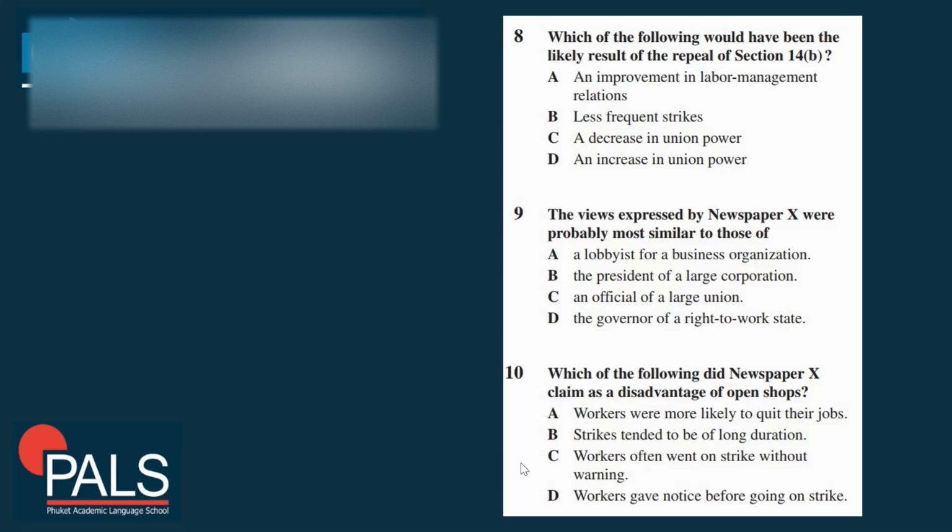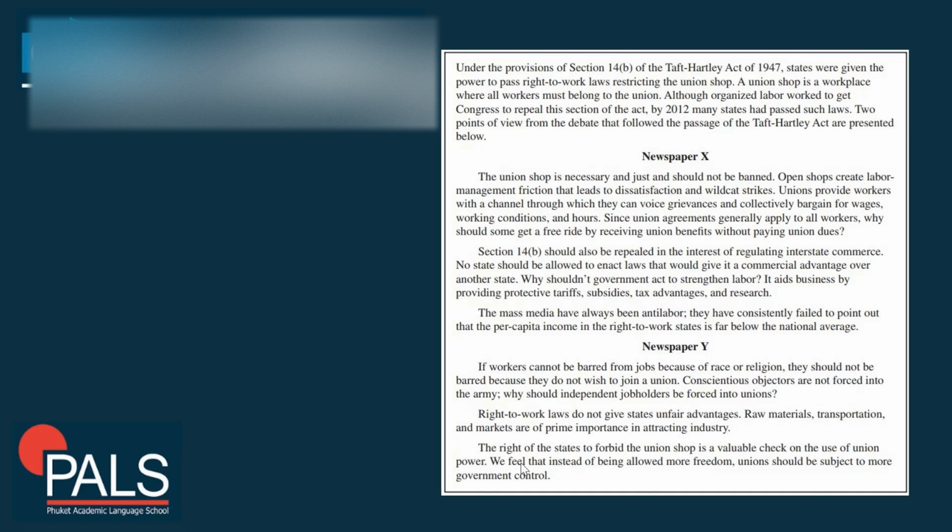Question number 9. The views expressed by newspaper X were probably most similar to those of A, a lobbyist for a business organization, B, the president of a large corporation, C, an official of a large union, or D, the governor of a right-to-work state. Let's go ahead and pull this article back up. You can pause the screen, read it, and see which one of those people you think would have the same opinions as newspaper X.